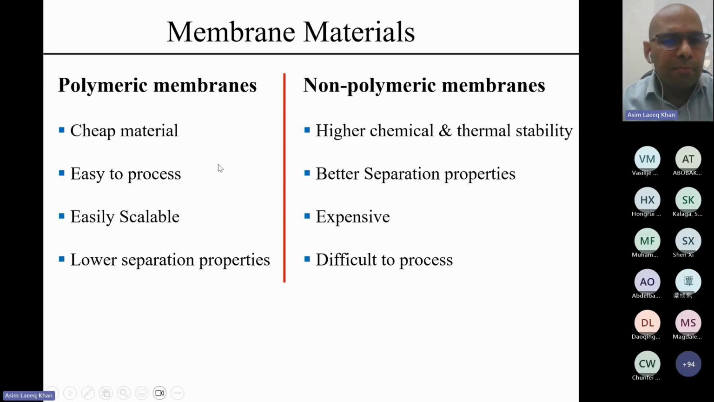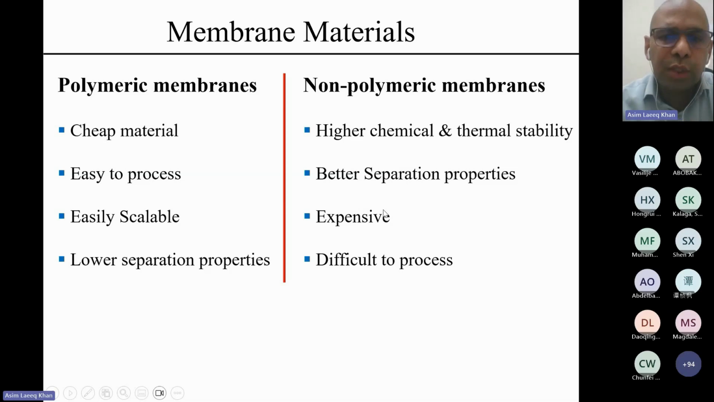However, the major issue with the commercialization of polymeric membranes is that the flux and separation are generally low. On the other hand, non-polymeric materials or membranes possess high chemical and thermal stability. In comparison to polymeric materials, they show very high fluxes and separation because generally the separation is on the basis of size in case of non-polymeric material, while in case of polymeric material, the separation is generally by solubility. I will talk about it later when I talk about the transport mechanisms.